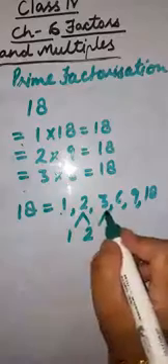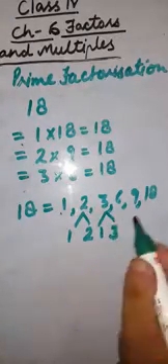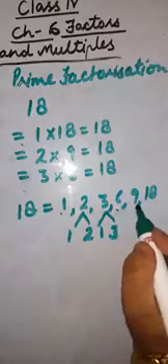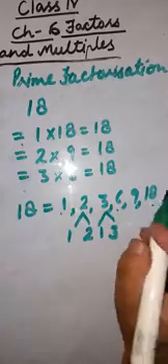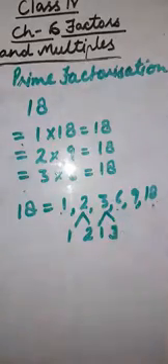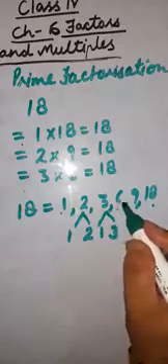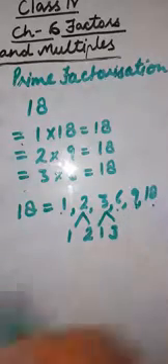3 is also a prime number. It has only 2 factors, 1 and 3. But 6, 9 and 18 are composite numbers, right? Because these numbers come in the tables of another number. 6 also comes in the table of 2, 9 also and 18 also.